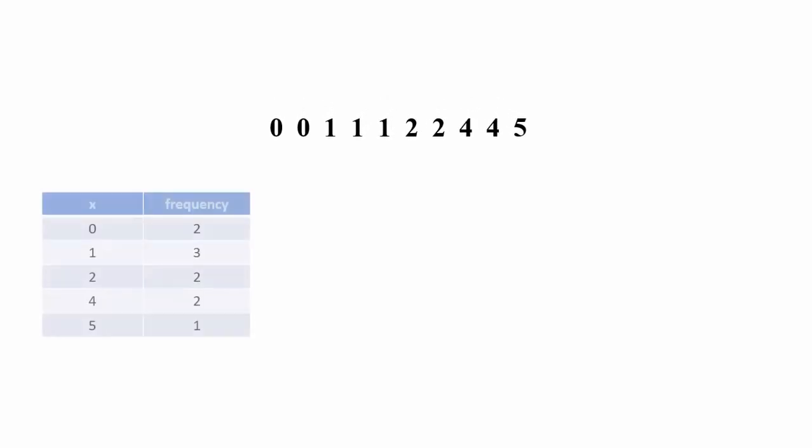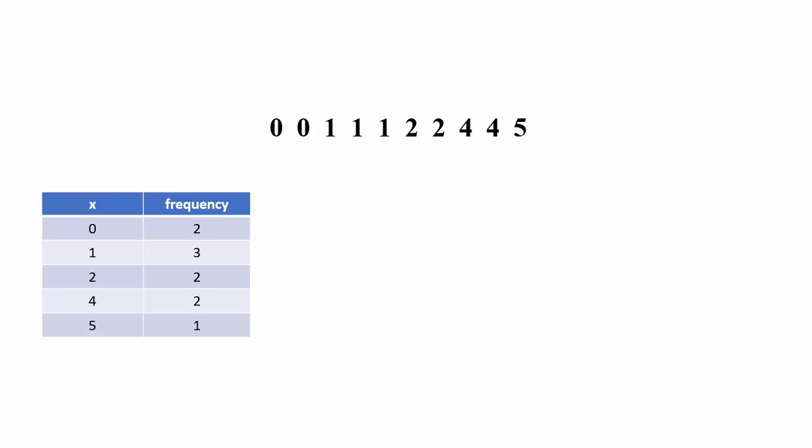What if the raw data have been organized into a frequency table? The table tells you the raw data set have 2 zeros, 3 ones, 2 twos, 2 fours, and 1 5. So the frequency table is just another way of describing the data without listing out each individual number.